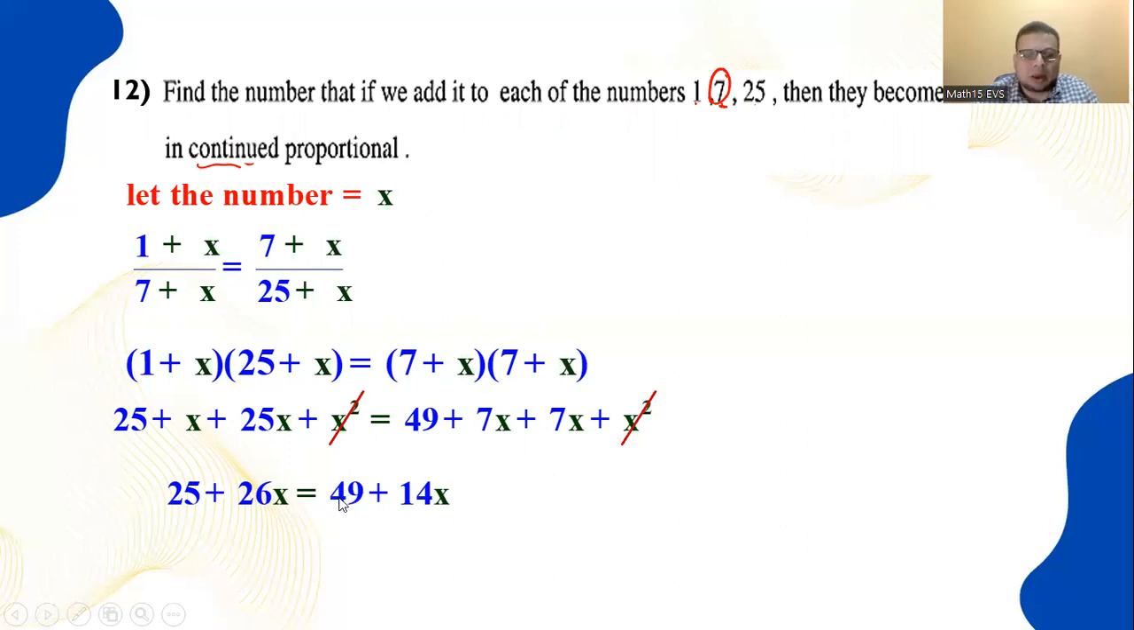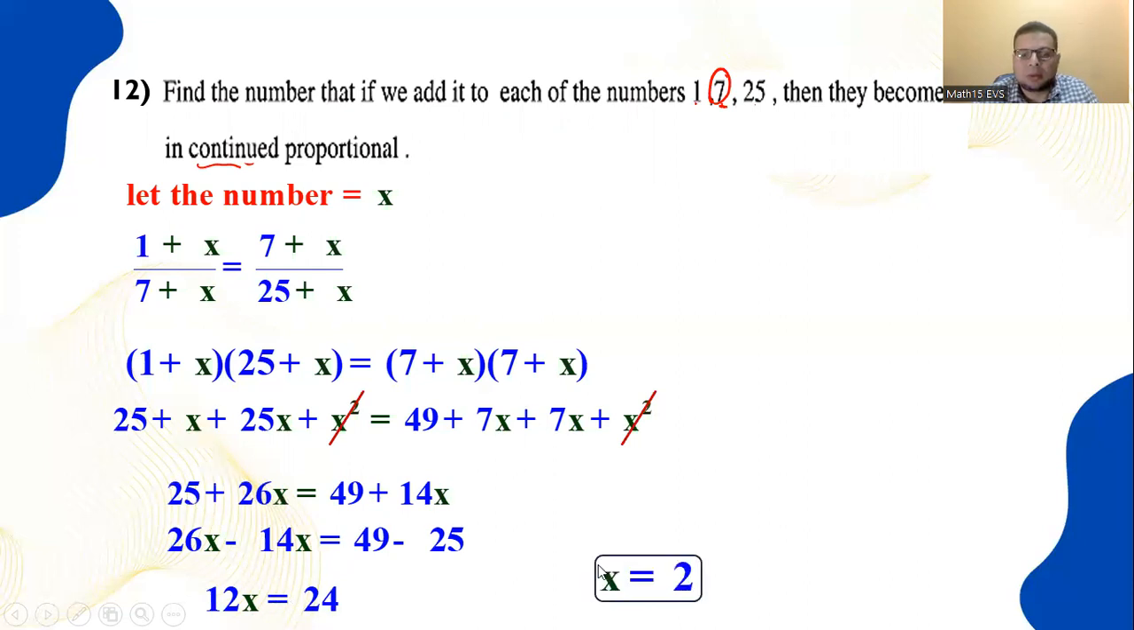So you can get now 26x with negative 14x, and on the other side 49 with negative 25. So you will get 26 minus 14 will be 12x. And here 49 minus 25 will be 24. So x equals 24 divided by 12, which is 2.